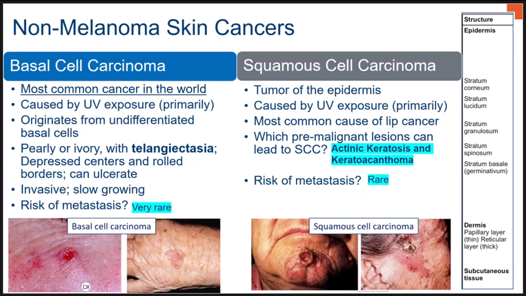Risk of metastasis is also rare, a bit more of a risk than with basal cell carcinoma, but overall very rare, and they're usually caught and removed before they could potentially spread anywhere. But malignant melanoma, absolute high risk of metastasis if not caught very quickly.